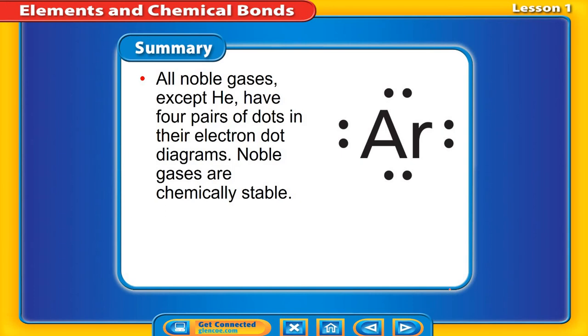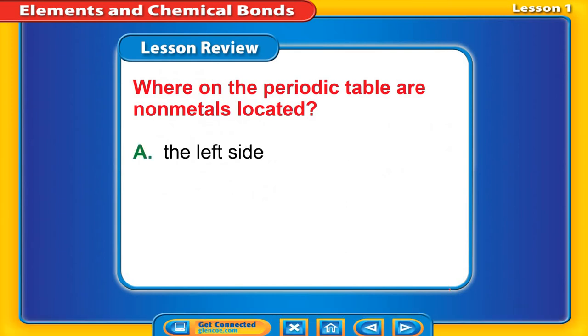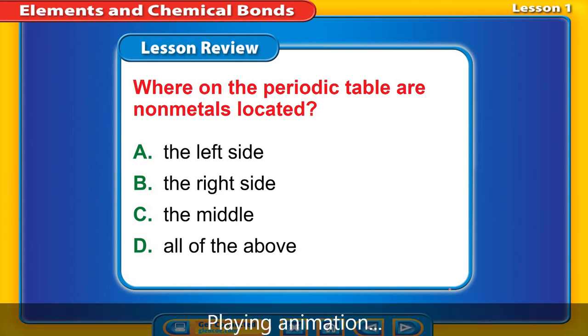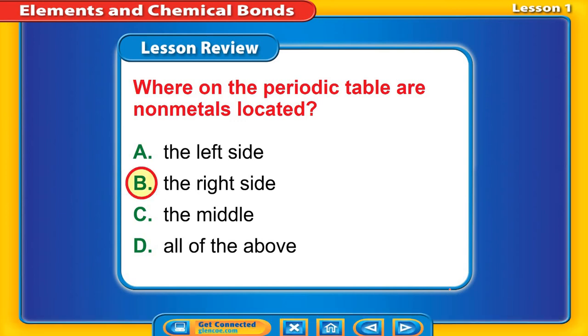Little quiz, kind of a review. Where on the periodic table are nonmetals located? The left side, the right side, the middle, or all of the above? It's the right side.